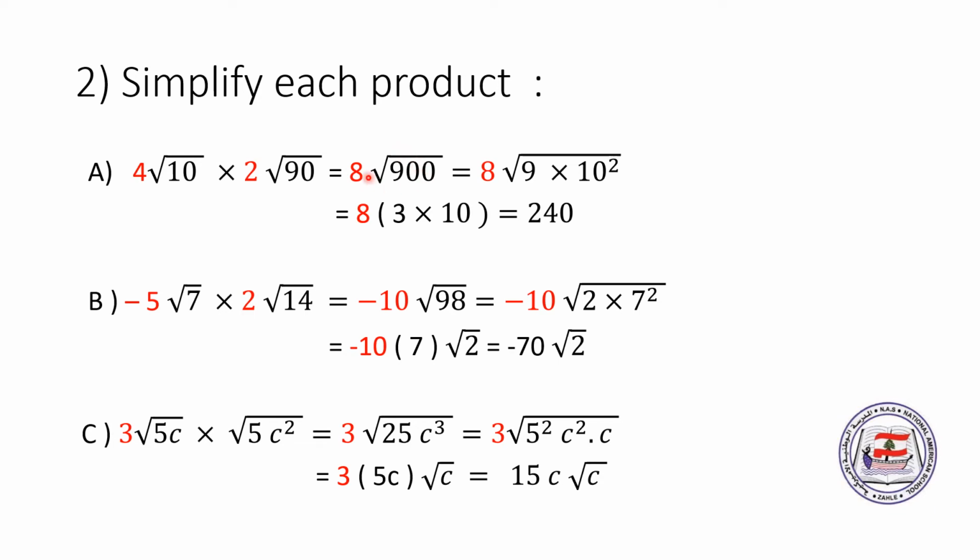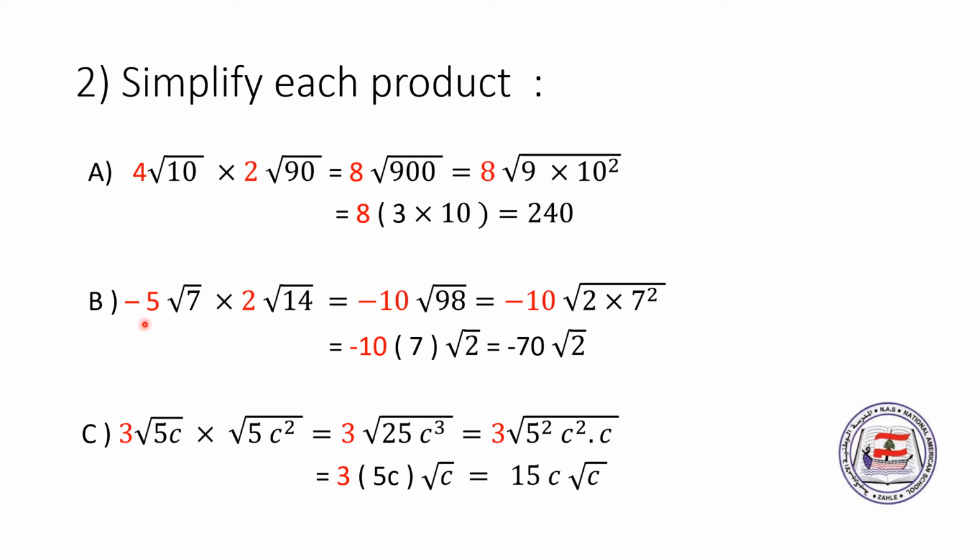Then to simplify this writing, we will complete by writing 900 into product of prime factors. In this case, we can write it as 9 times 10 to the power of 2. We know that square root of 9 is 3, square root of 10 square is 10. So the answer is 8 multiplied by 3 multiplied by 10, and the final answer will be 240.